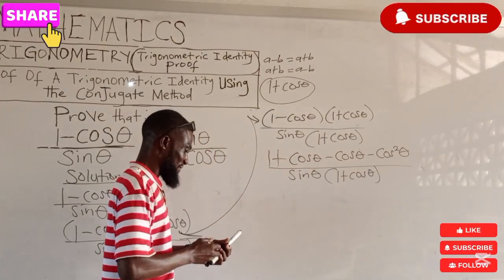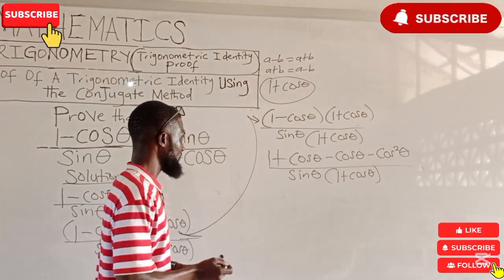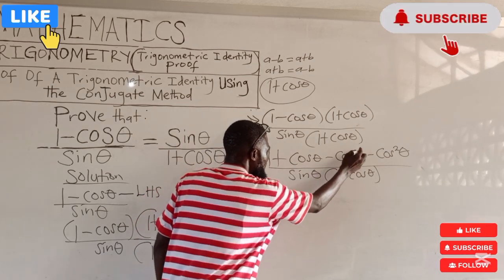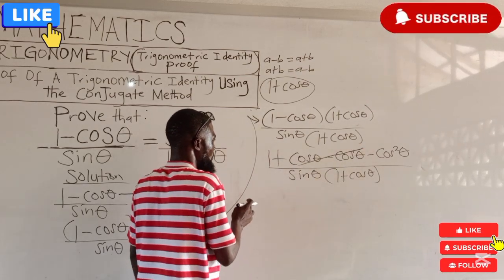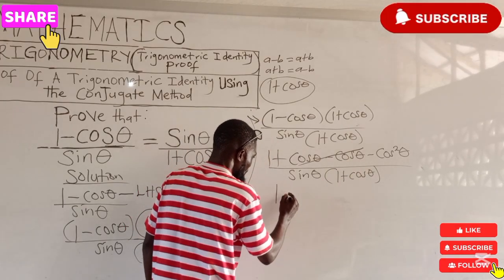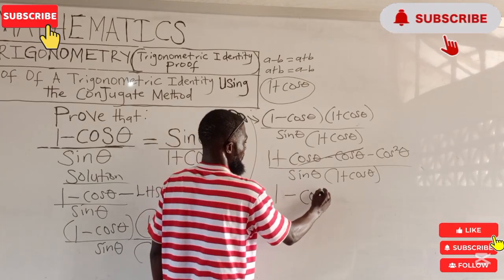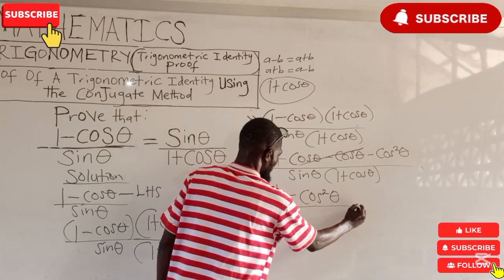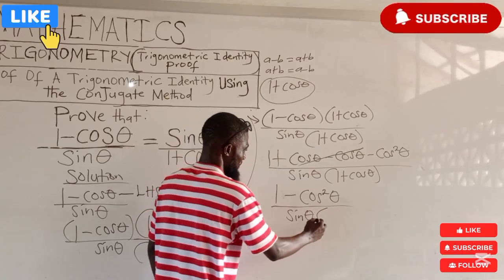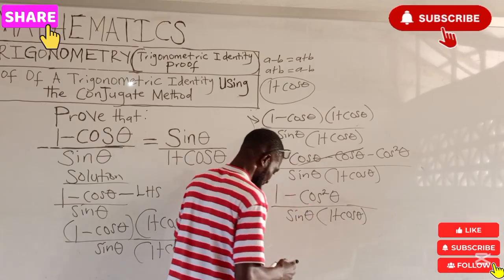On this note, ladies and gentlemen, looking at our mathematical problem, cos theta minus cos theta cancels automatically. A positive times a negative will be equal to a negative. What do we have here? We have 1 minus cos square theta over sin theta, parenthesis open, 1 plus cos theta, parenthesis closes.